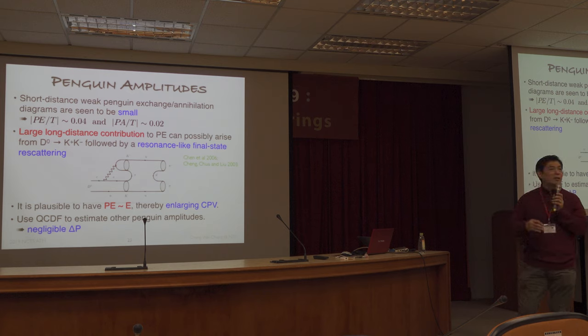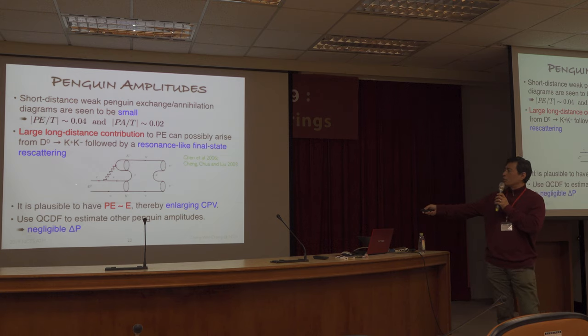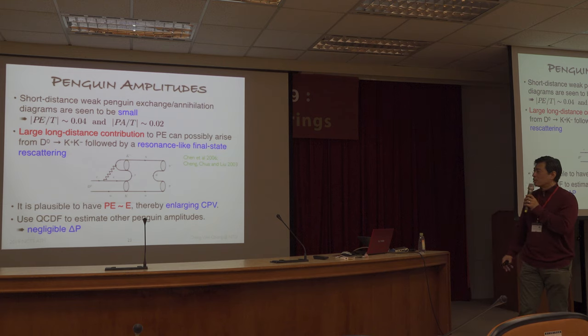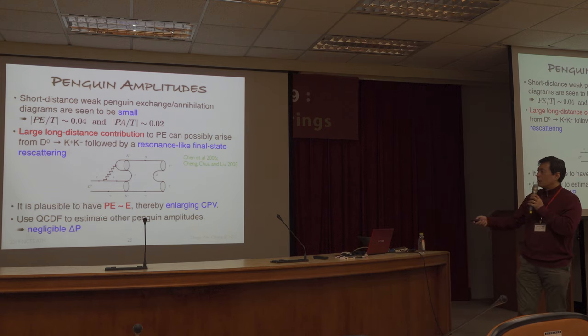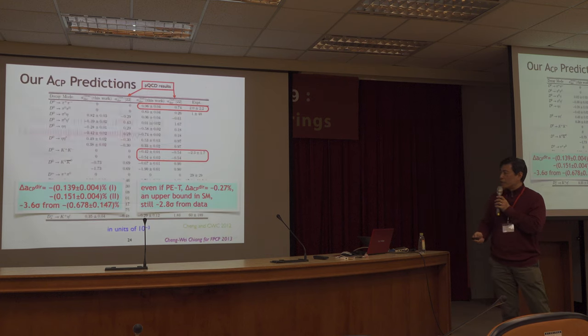You start with a tree diagram, a tree decay, but then the final state particles rescatter to eventually go to another final state. This kind of diagram is topologically the same as the penguin exchange diagram, because if you massage the diagram, you can see that there is a one loop here. So that's a penguin exchange diagram. So we said that through such rescattering, you can enhance the penguin annihilation diagrams. We propose that maybe this penguin exchange is about the same order as the exchange diagram, and that can enlarge the CP violation.